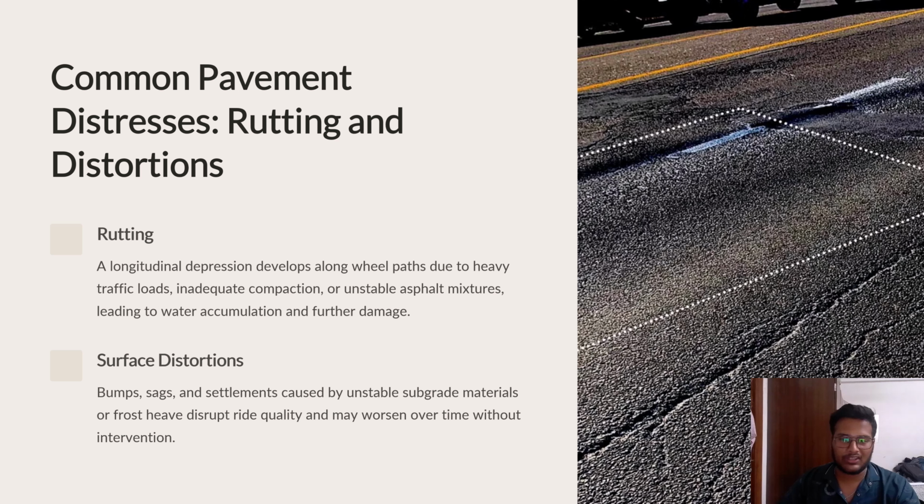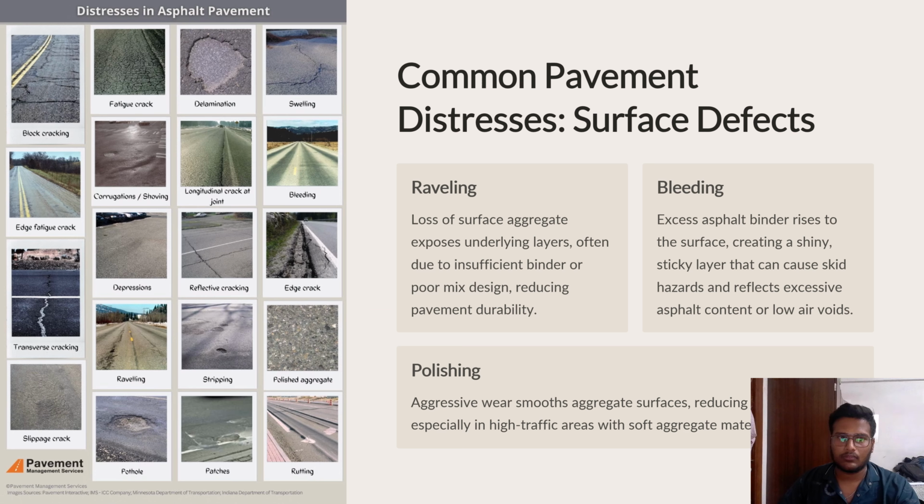We can commonly see this on roads. Then next is surface defects. As you can see, there are many surface defects shown in the figure. Let's categorize them into three. The first one is raveling. It is when the surface aggregate gets dislodged due to a weak binder or poor mix. This reduces the pavement lifespan and grip.